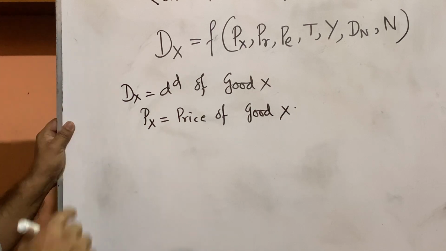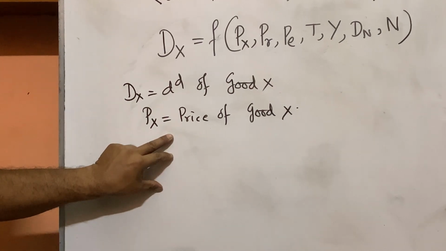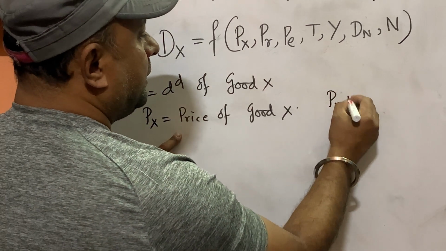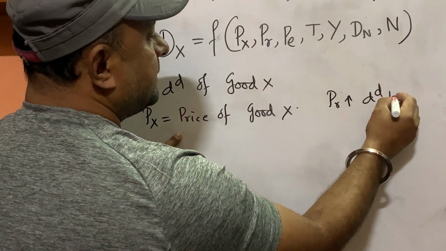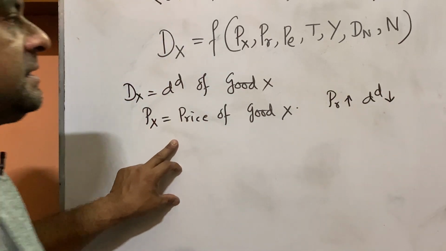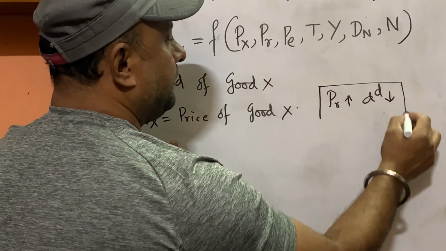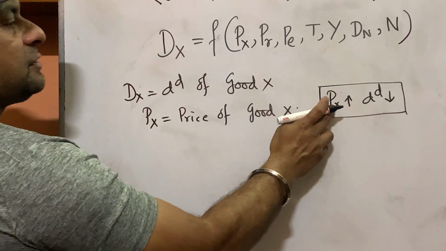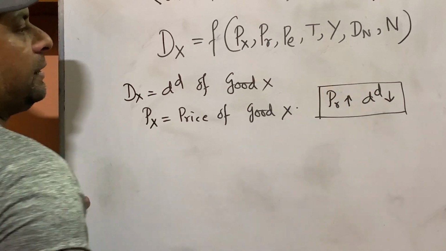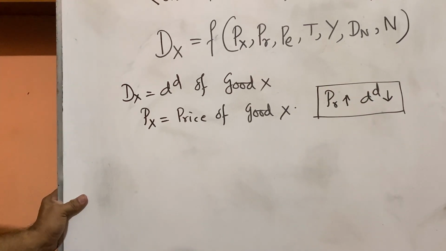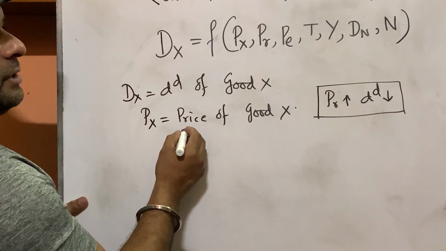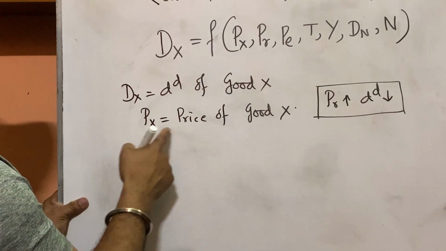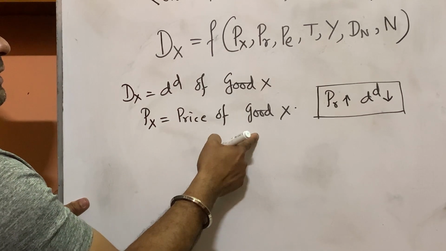Okay, generally demand is negatively related with the price of a good. With the rise in the price of a good, generally demand decreases. The reverse also happens. This is called the law of demand. We are coming to it later. In general, with the rise in the price of a good, its demand decreases, and with the fall in the price, its demand rises. In general, a lot of exceptions are also there. Exceptions we are coming to later. So the first factor is the price. Generally with the rise in the price, demand of a good decreases.